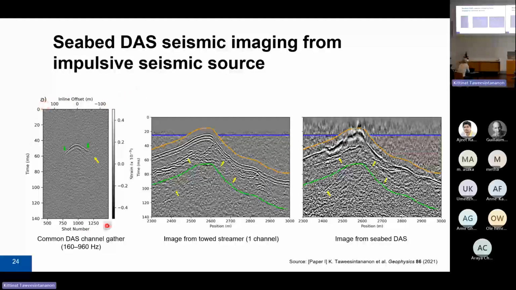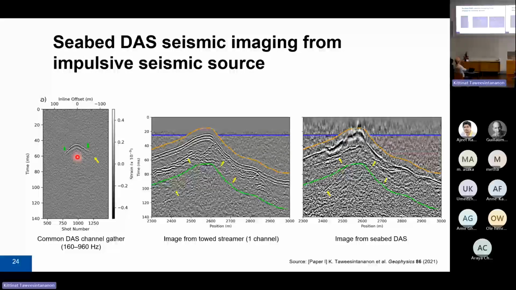The left panel here shows the recording sorted into the common shot channel gather. So you see that we can clearly measure or record the direct arrival event and see some kind of reflection event. That means we can determine something about the subsurface below the seafloor.